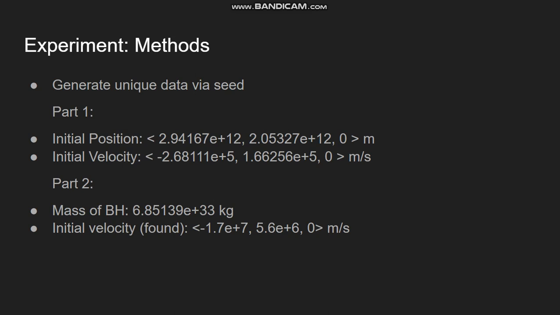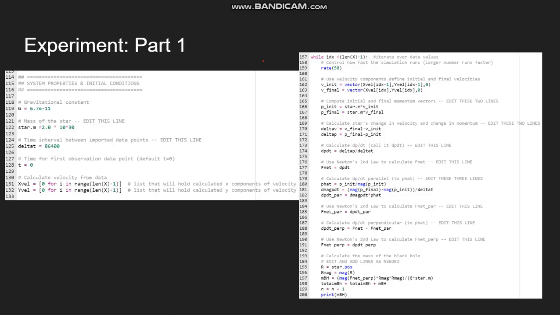For part 2, the mass of the black hole that was put in initially was 6.85 times 10 to the 33rd kilograms. This data was found from part 1 of the experiment. Finally, the initial velocity that was found is negative 1.7 times 10 to the 7, 5.6 times 10 to the 6 meters per second. Experiment part 1.